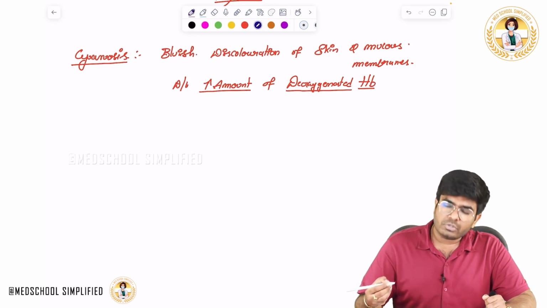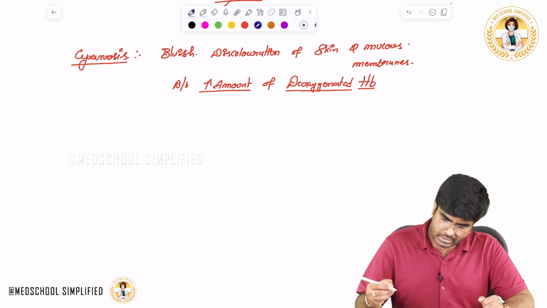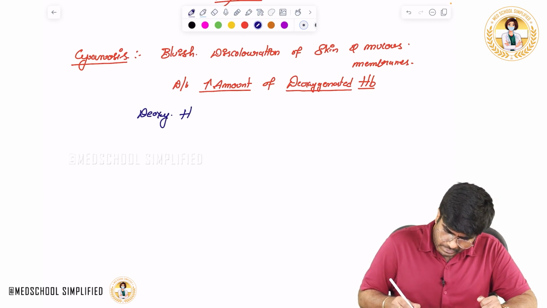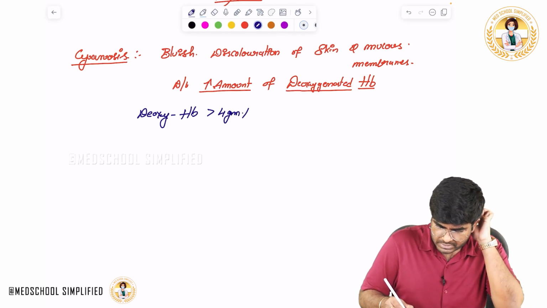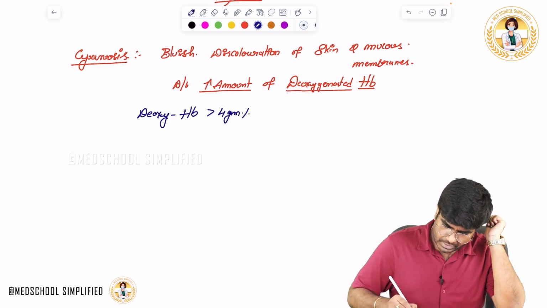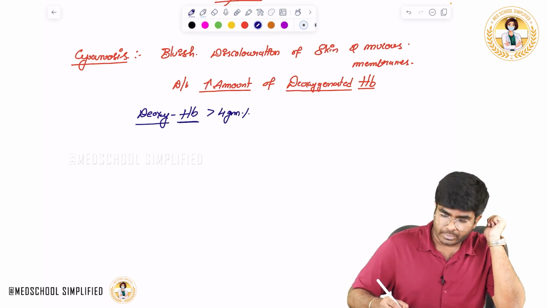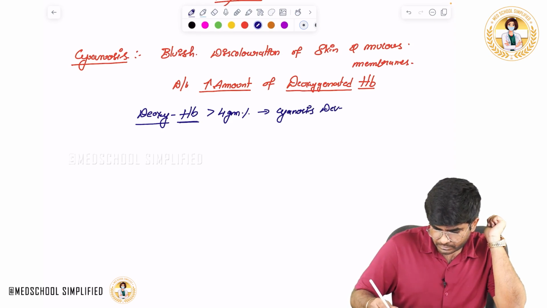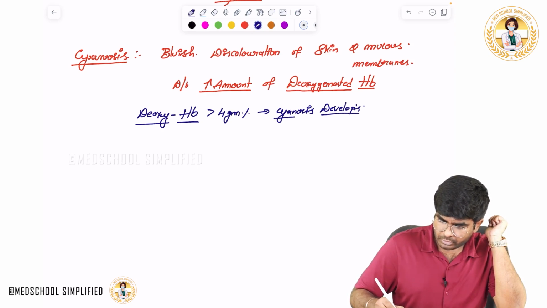So how much should be there? How much deoxygenated hemoglobin? If the deoxygenated hemoglobin value is more than 4 gram percentage, if you have this much amount of deoxygenated hemoglobin, then cyanosis will develop.